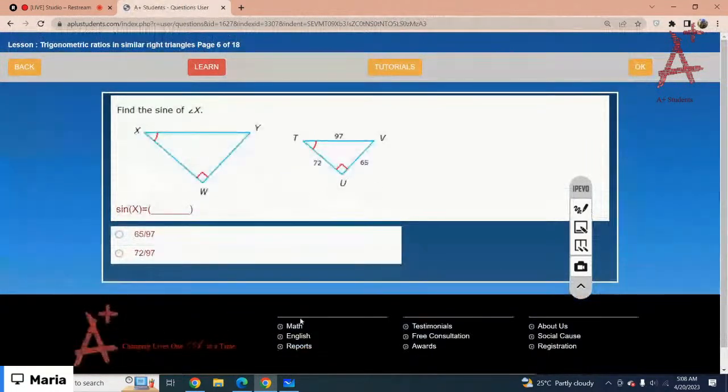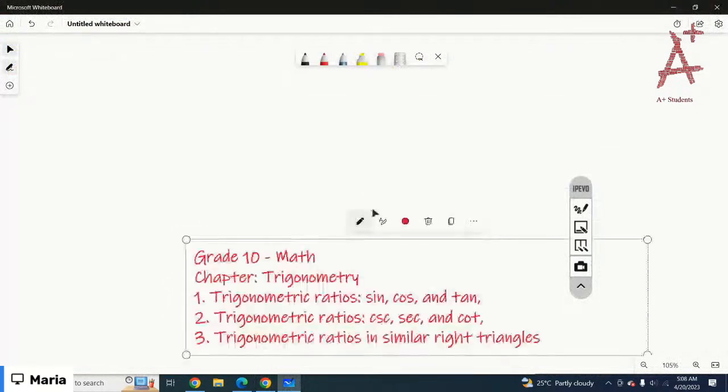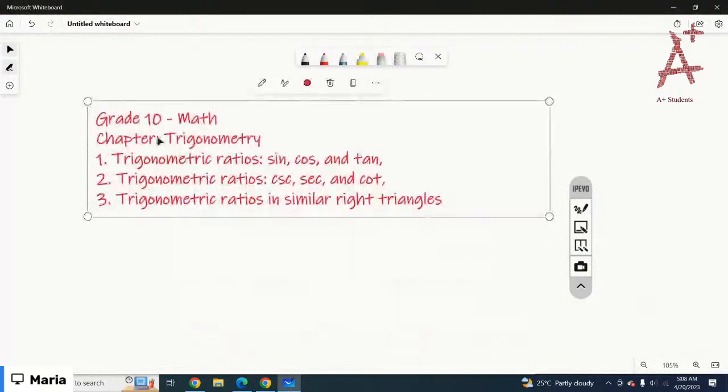Okay, you can complete the test by yourself later today. So we're working on grade 10 maths. The chapter we're working on is trigonometry. The lessons we have covered today are trigonometric ratios, sine, cos, and tan; trigonometric ratios, cosecant, secant, and cot; and trigonometric ratios in similar right triangles. Got it?